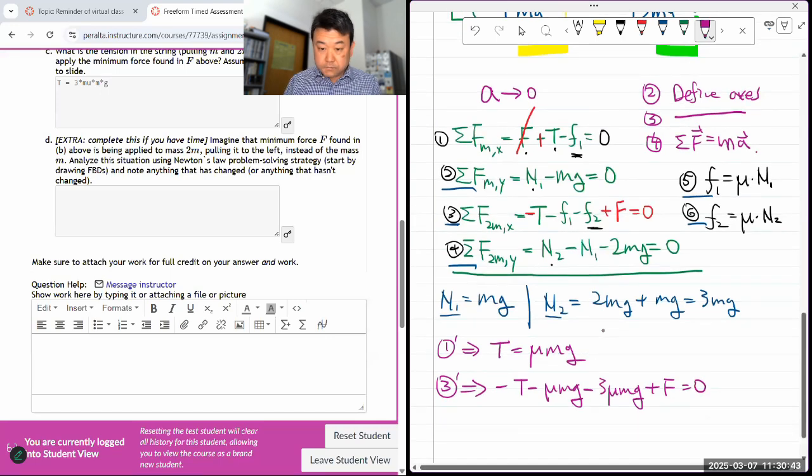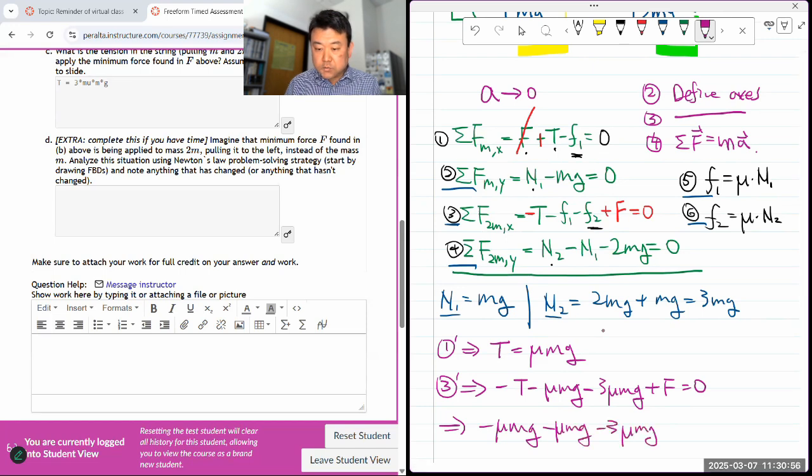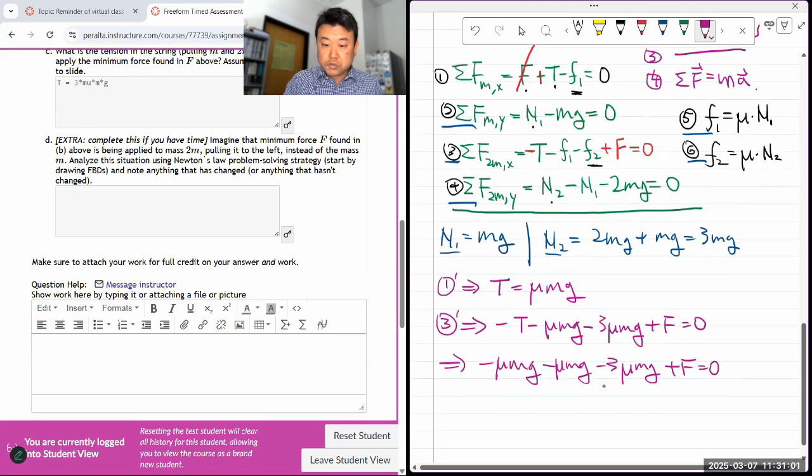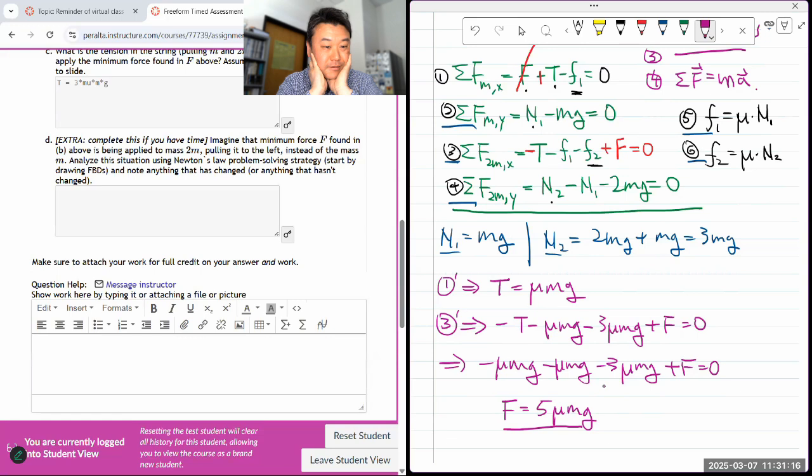So I already have tension solved. I can plug that into 3 prime to get minus mu mg minus mu mg minus 3 mu mg plus F is equal to 0. And that's interesting. I get F is equal to 5 mu mg. So it has changed. I don't know if that means it's a mistake or if that's just what it's supposed to be.